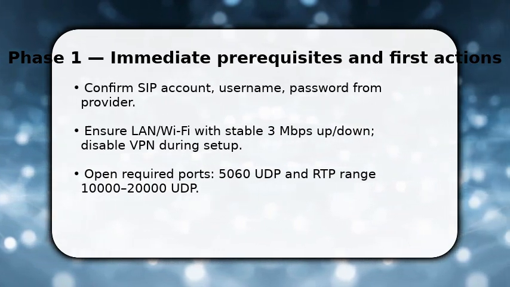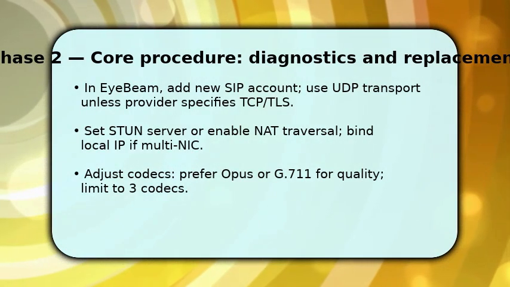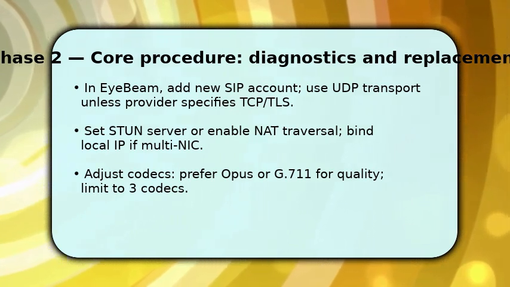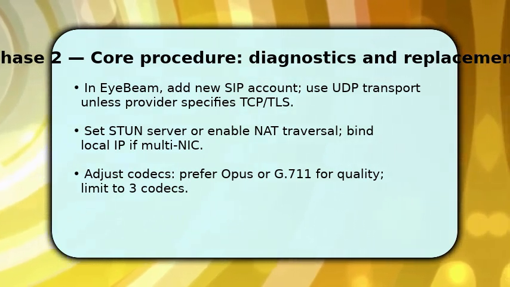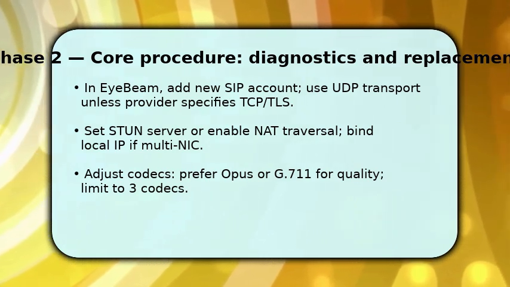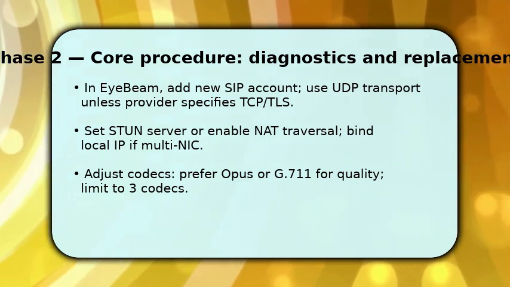You now configure the Eyebeam SIP account step by step. Open accounts, click Add, and paste the SIP server, user ID, and password. Choose UDP unless your provider requires TCP or TLS. Then enable NAT traversal, enter a STUN server, or enable ICE. This ensures correct external IP handling.